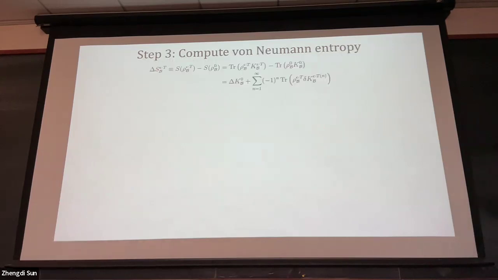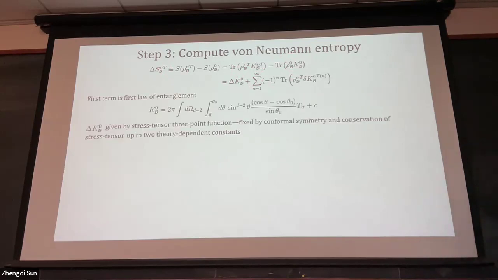So now let's compute the von Neumann entropy. So here's the vacuum subtracted von Neumann entropy. It's the trace of rho times the modular Hamiltonian for the state, minus the vacuum density matrix times the vacuum modular Hamiltonian. And it's just given by this infinite sum again. This first term is what's known as the first law of entanglement, that at leading order, delta S is just delta of the vacuum modular Hamiltonian.